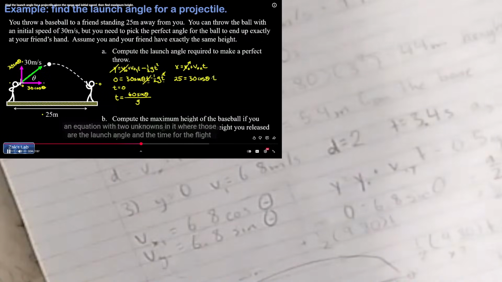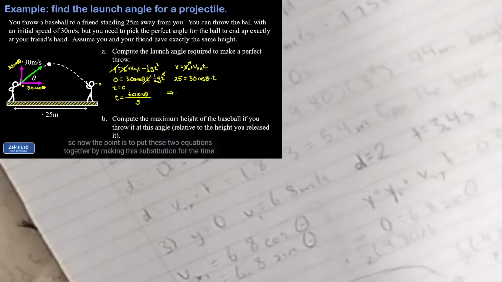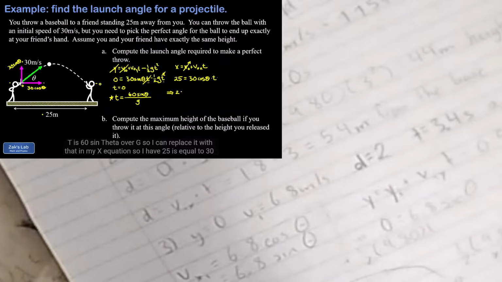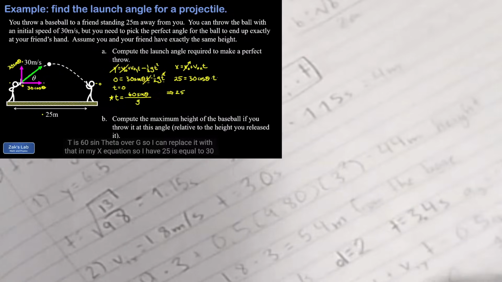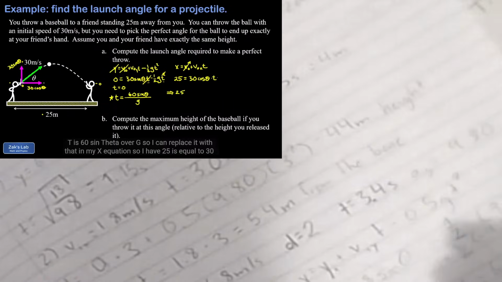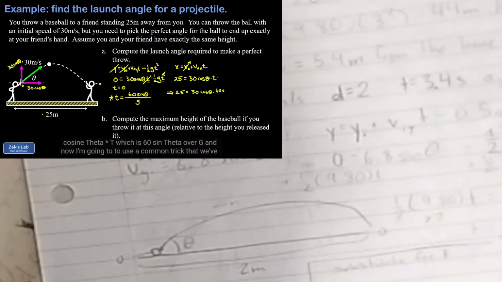And again, we're looking at an equation with two unknowns in it, where those are the launch angle and the time for the flight. So now the point is to put these two equations together by making this substitution for the time. T is 60 sine theta over g, so I can replace it with that in my x equation. So I have 25 is equal to 30 cosine theta times t, which is 60 sine theta over g.